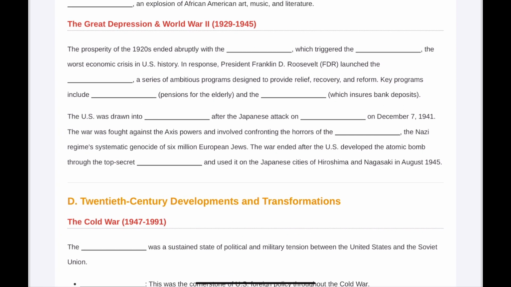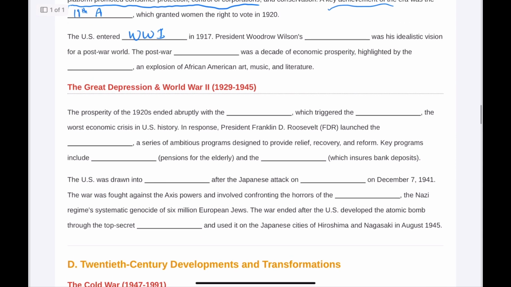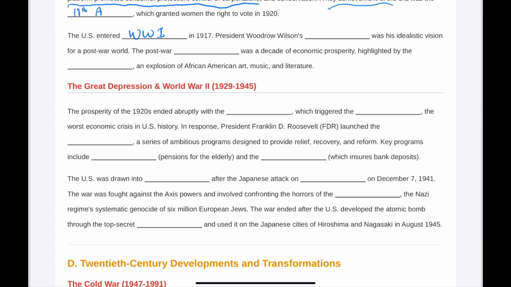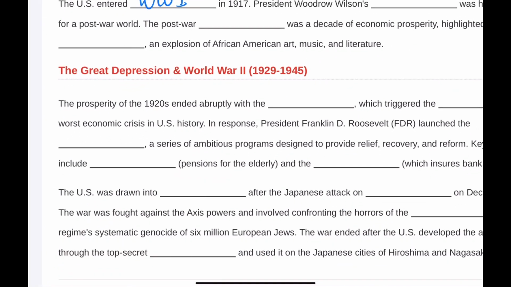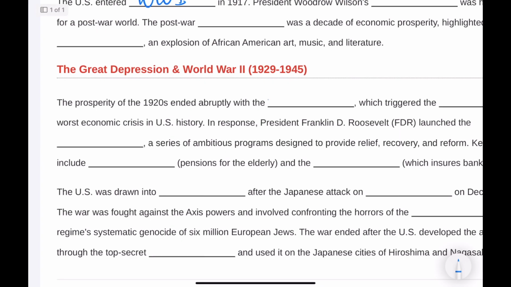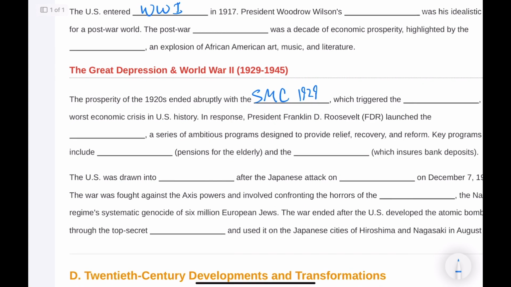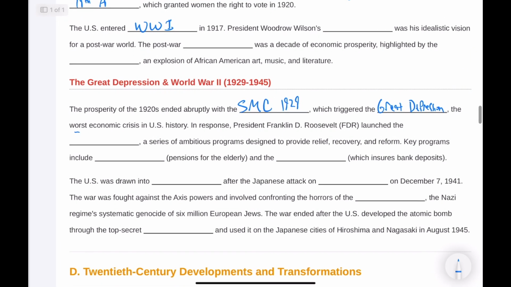We can just move on to the next part, which is the Great Depression of 1929 to 1945. So the prosperity of the 1920s ended abruptly, and this was because of the stock market crash. Remember, this happened in 1929, which triggered the Great Depression, which was the worst economic crisis in U.S. history.